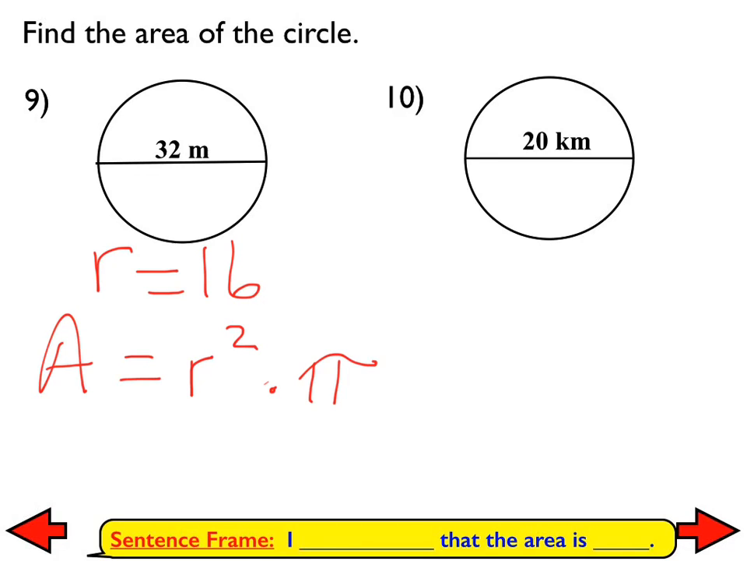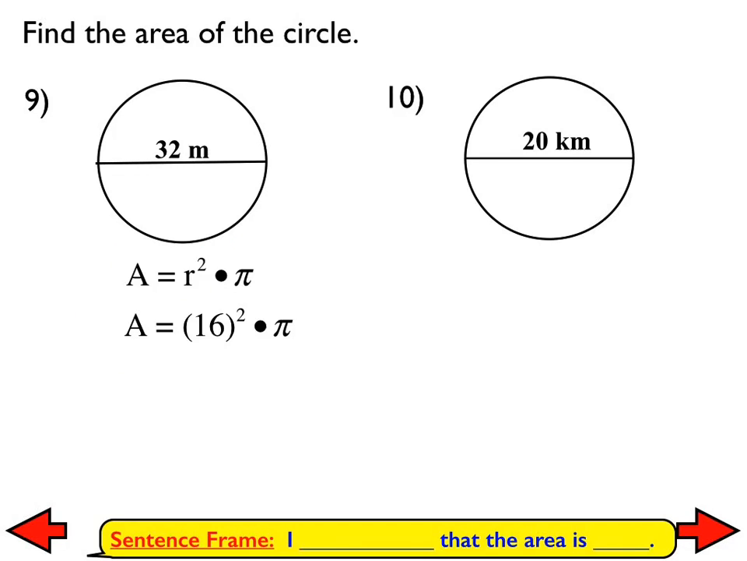Very good. All right, so we know the radius is 16. 16 to the second power is 256. 16 times 16 is 256. So the area is 256 pi meters squared. All right, finish it off. Finish number 10, 11, and 12.